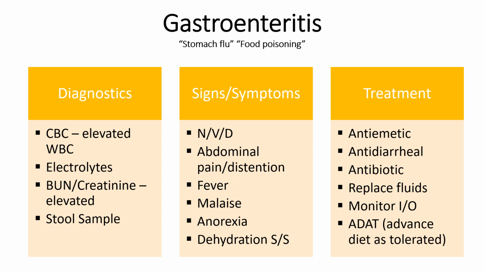Common tests: CBC would show an elevated white blood cell count because it's showing infection. Electrolytes, we want to be looking for imbalances related to the GI loss. BUN and creatinine, we're going to evaluate for dehydration. So if we're dehydrated, our BUN is going to increase. Remember, high and dry. The stool can be evaluated for parasites.